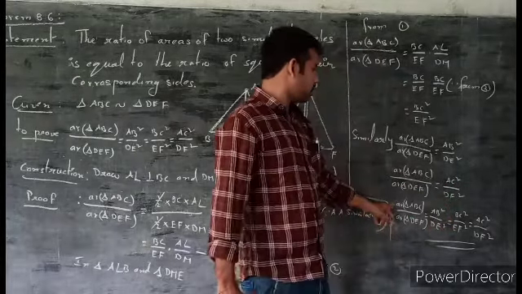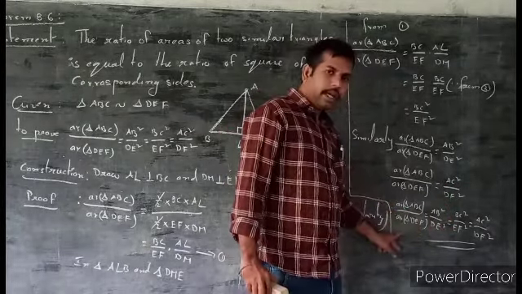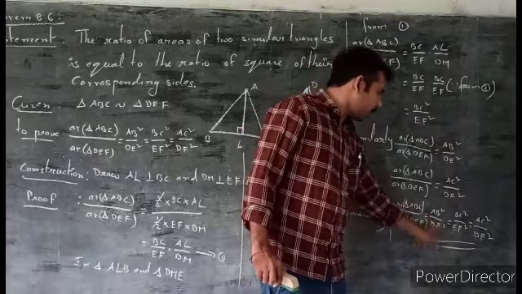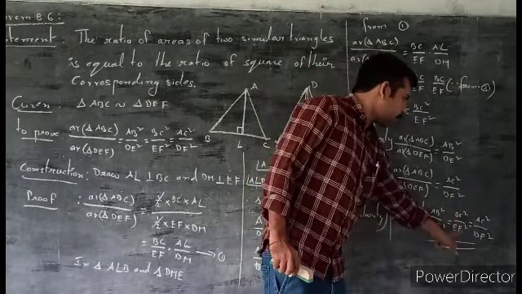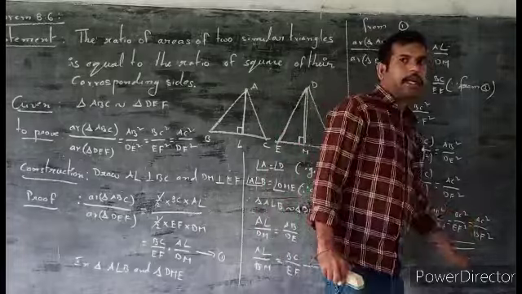So now the conclusion: area of triangle ABC by area of triangle DEF equal to AB square by DE square equal to BC square by EF square equal to AC square by DF square.